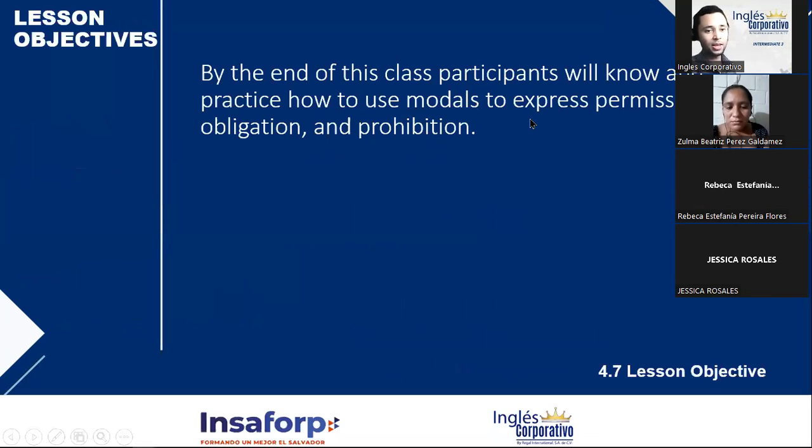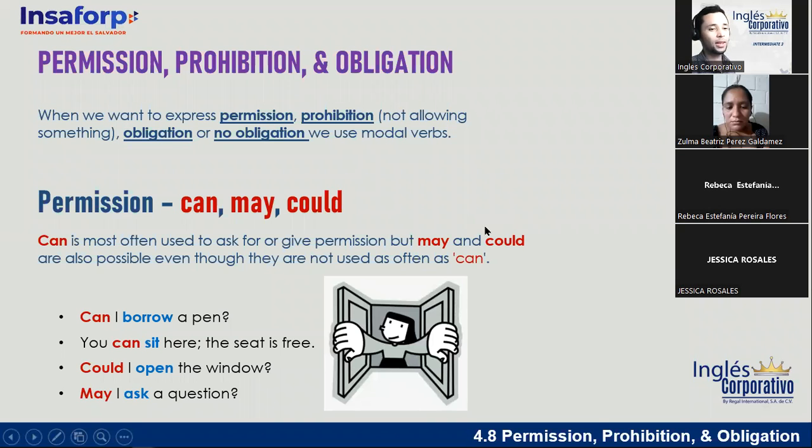So let's begin. By the end of this class, you will know and practice how to use models to express permission, obligation, prohibition, and also no obligation. Also in this class, we're going to have a general review of the use of all the models from this unit. So let's begin. You have permission, prohibition, and obligation. Take a good look at this. This is the same information from yesterday. We're just studying it again. It's a good idea to study the information a second time.